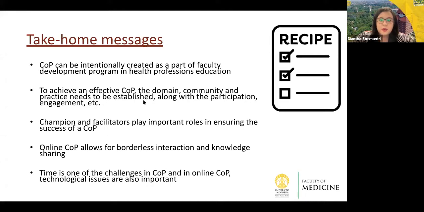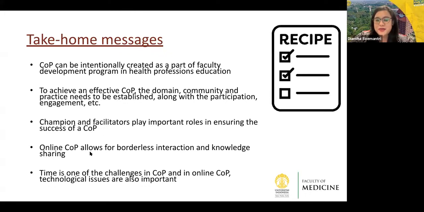To achieve an effective COP, the domain, community, and practice need to be established along with participation and engagement. And we cannot deny that facilitators and champions play important roles in ensuring the success of a COP. When we intentionally create the COP, we also select the right facilitators. We put the champions there to keep the COP going, because we can easily be distracted by other tasks and other responsibilities. So we forget about the COP, we don't do anything about it. So the role of champions and facilitators is very important.